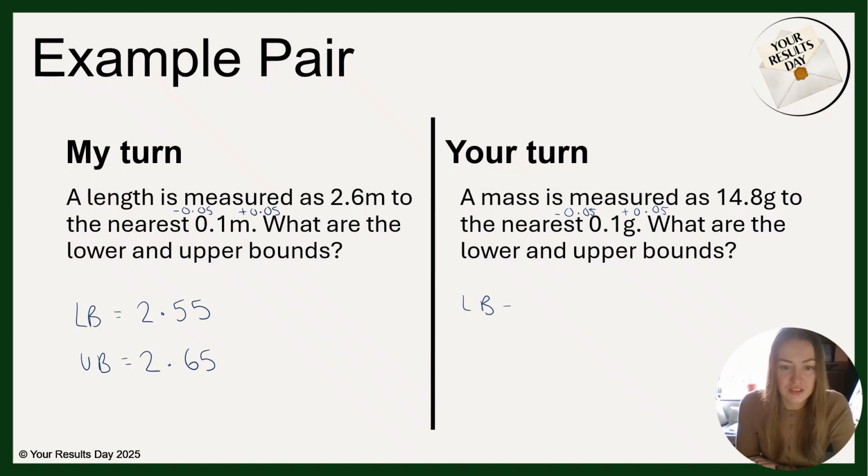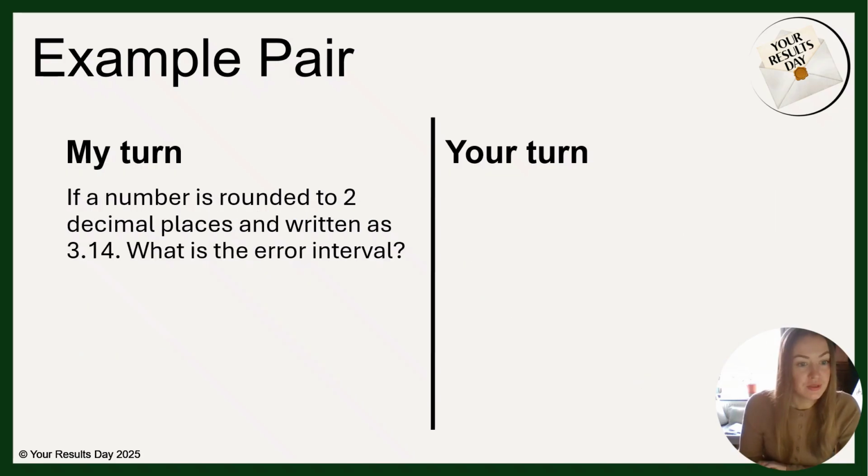So for us to find our lower bounds and upper bounds, we need to subtract 0.05, which would give us 14.75 grams. Just realised I forgot my metres over here. There we go. And for the upper bound, 14.85 grams.